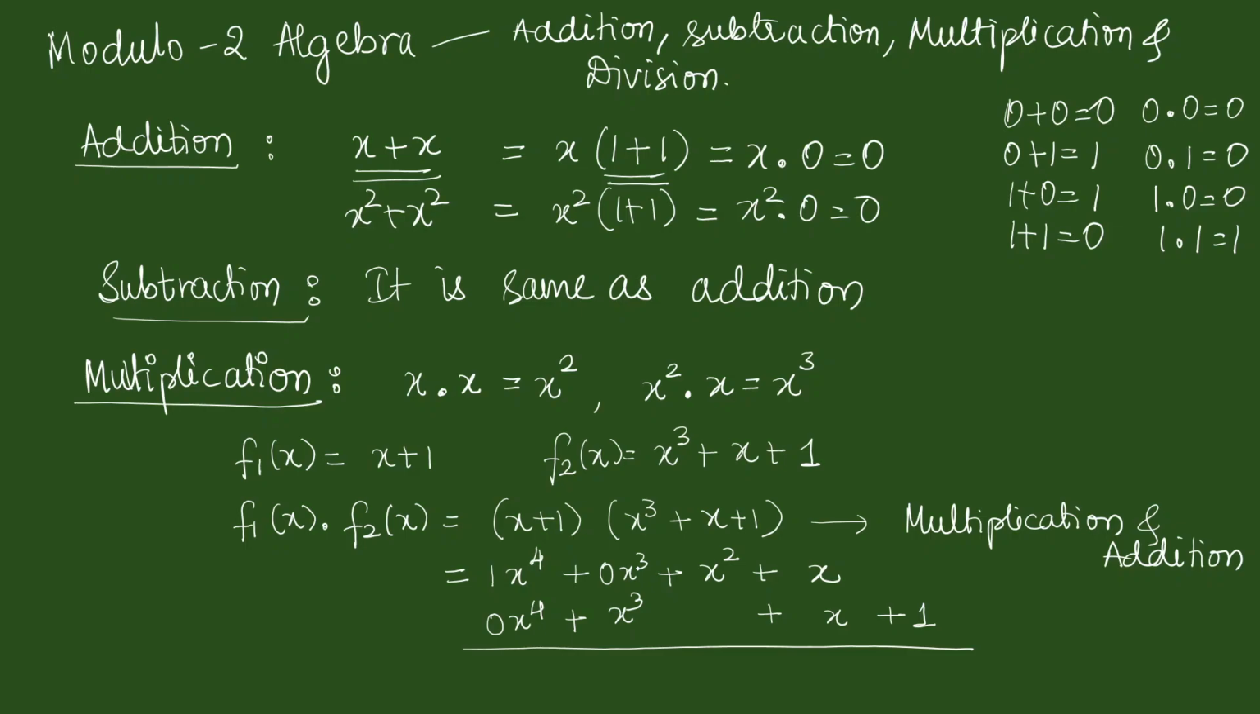This is 0 into x cube. Here it is 1 into x cube. It is 0 into x square. Here it is 1 into x square. So here there is a 1. Here there is a 1. So it is 0 into 1.